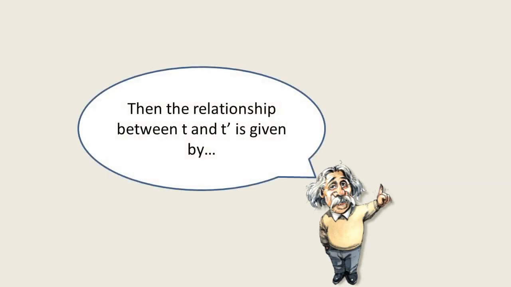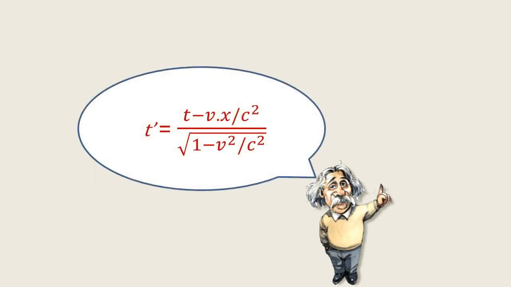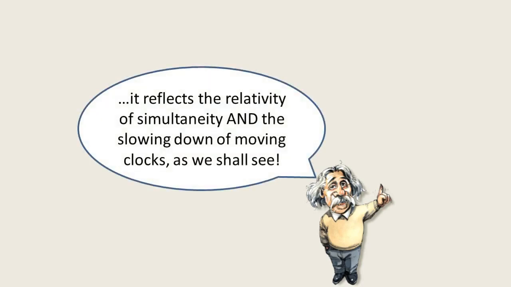In that case, the relationship between times t and t' is given by the following formula. t' equals t minus speed times distance x divided by light speed squared, divided by the square root of 1 minus v squared divided by light speed squared. It reflects the relativity of simultaneity and the slowing down of moving clocks, as we shall see.